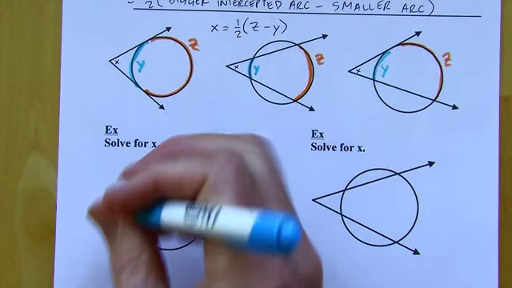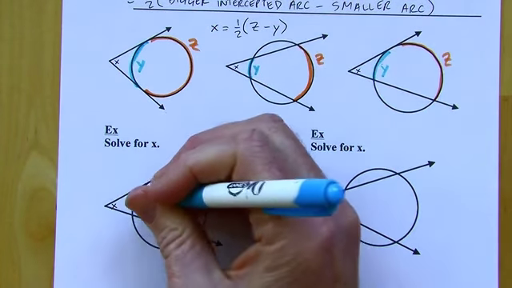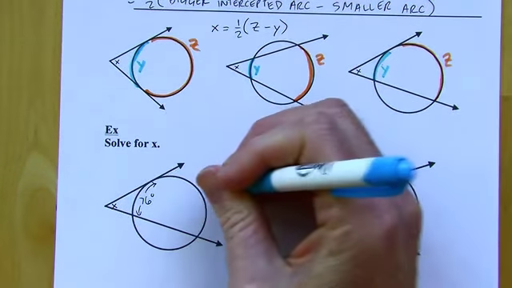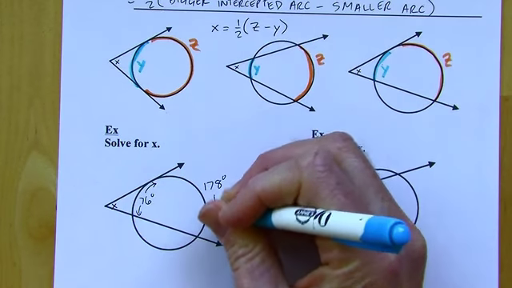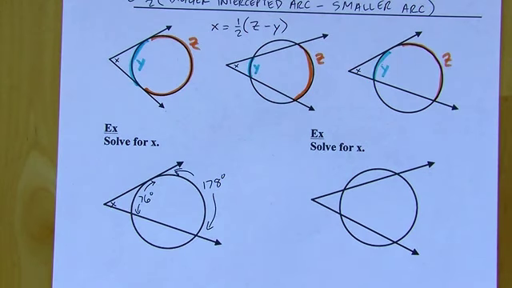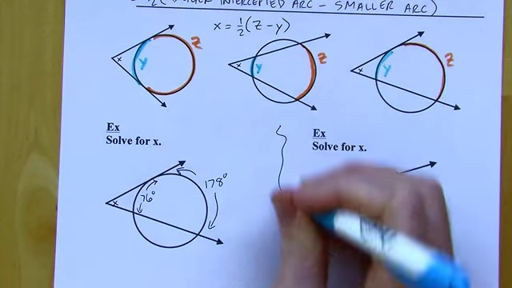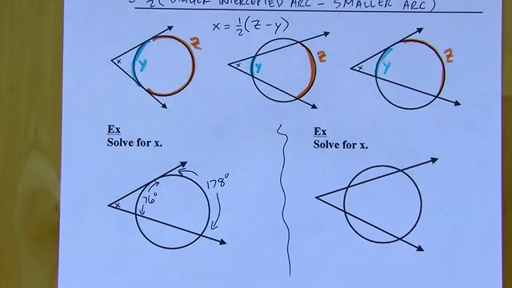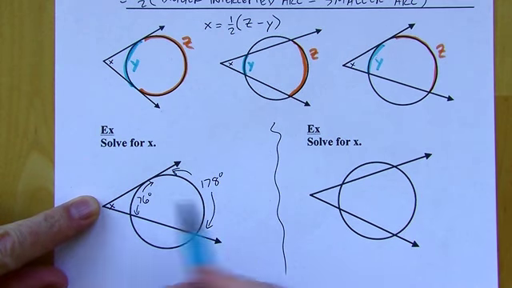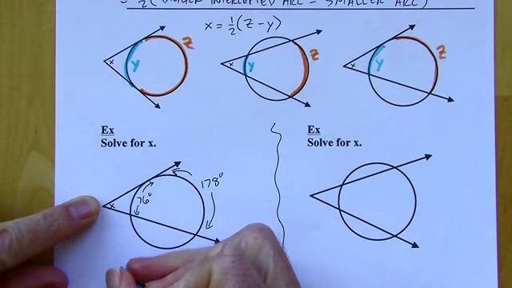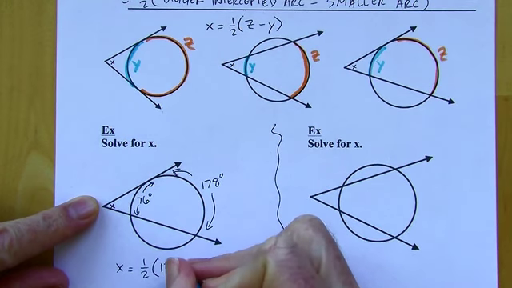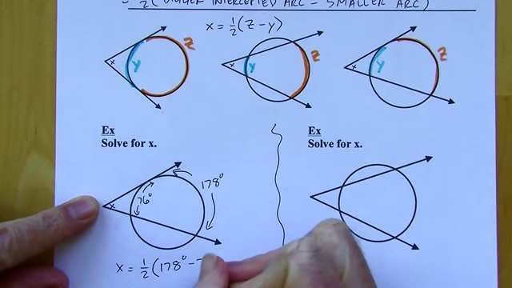Okay. So I'll put an x right here. 76 degrees is going to be the measure of this arc. And then this one can be 178 degrees. Okay. All right, so let's solve for x. Split this in two here. Okay, so these meet outside these lines. So x is going to be equal to 1/2 of the big arc minus the small one. So x is going to equal 1/2 of 178 degrees minus 76 degrees.